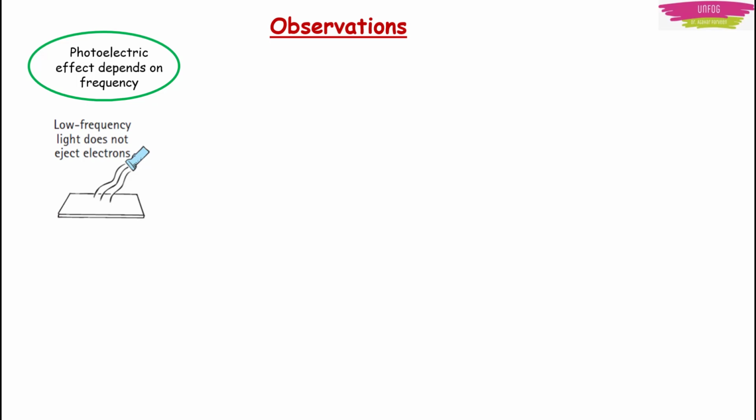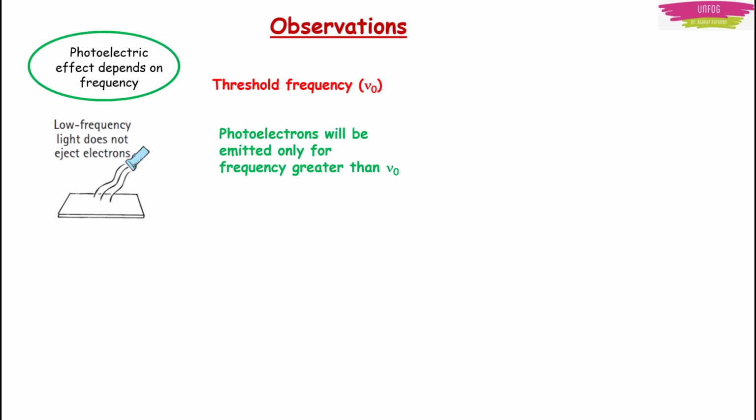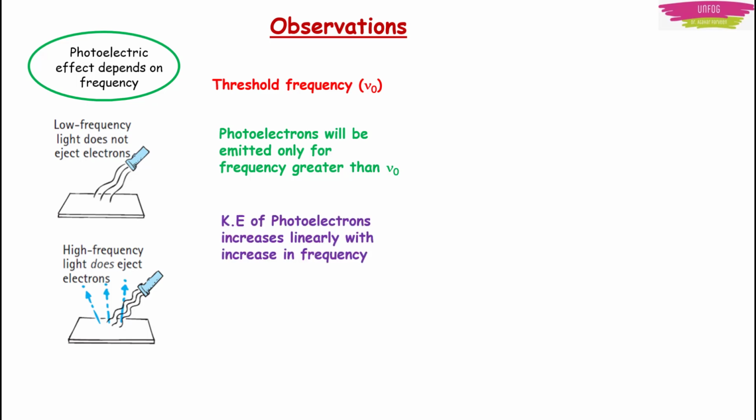See, if you have low frequency light, no photoelectrons were ejected. This is related to your threshold frequency nu naught. Nu naught is the threshold frequency, wherein only greater than this nu naught will photoelectrons be ejected. If the frequency of the light incident on the metal is less than this threshold frequency, then the photoelectrons will not be ejected. So if you have high frequency, then photoelectrons will be ejected with higher kinetic energy. Here, the kinetic energy of photoelectrons will increase linearly with increase in frequency.